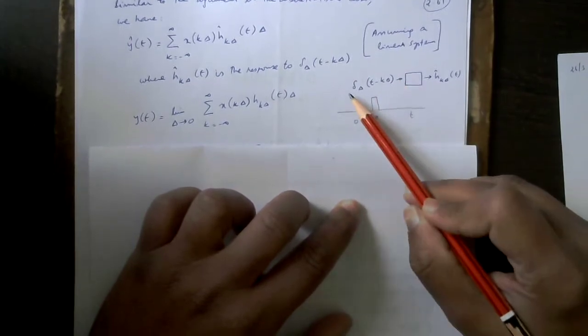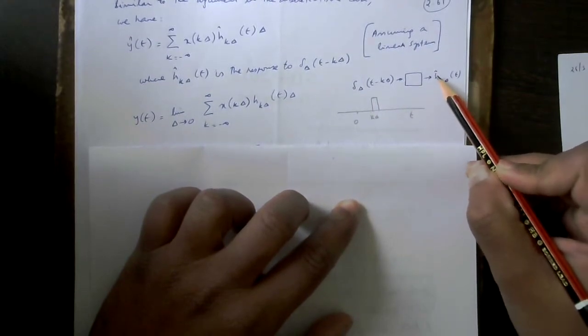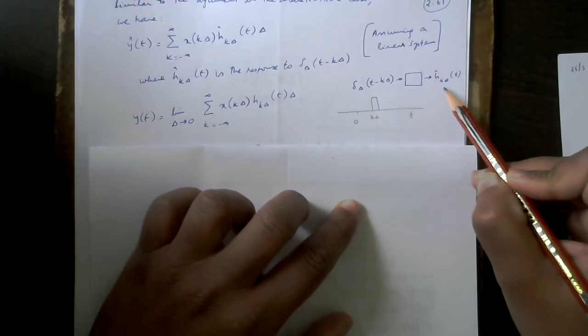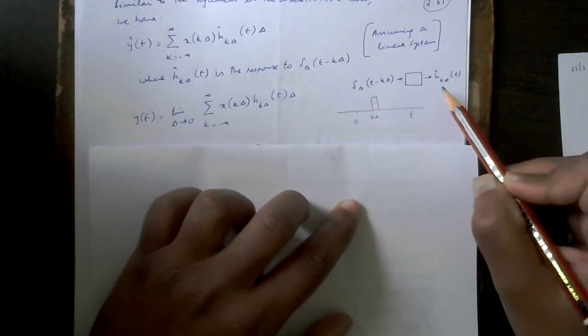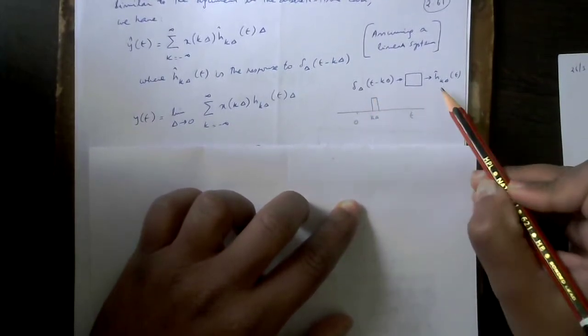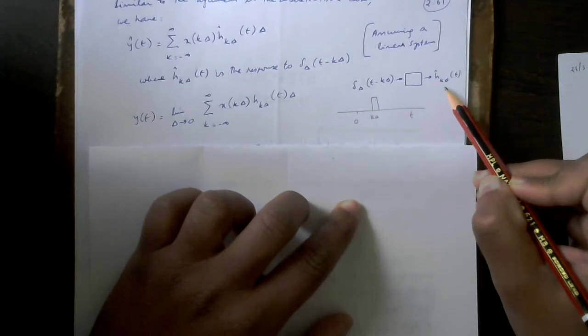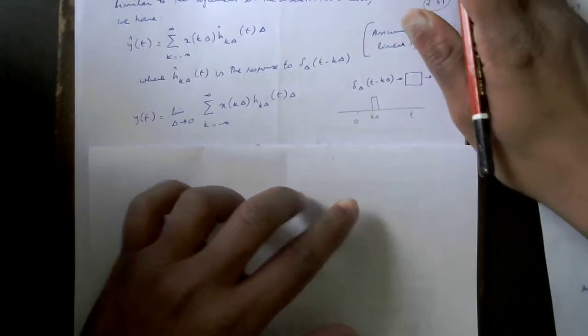Okay. So if you give this as input to the system, let us assume that the output is h hat of k delta of t. So this is the format in which we expect the input and the output. For this input, we are getting h hat k delta of t. So we are assuming a linear system here.